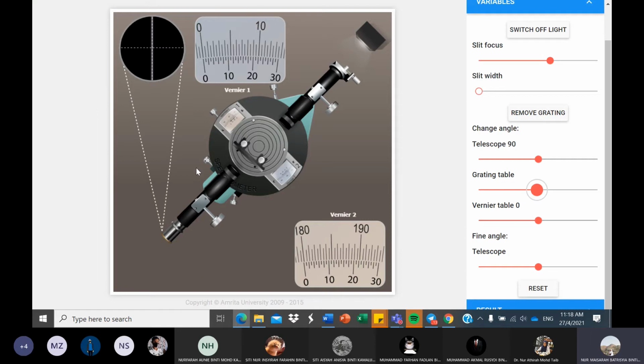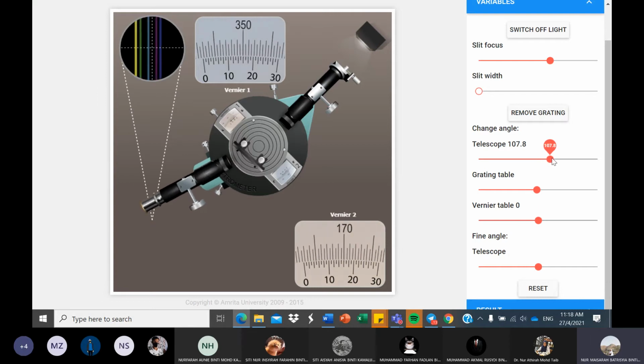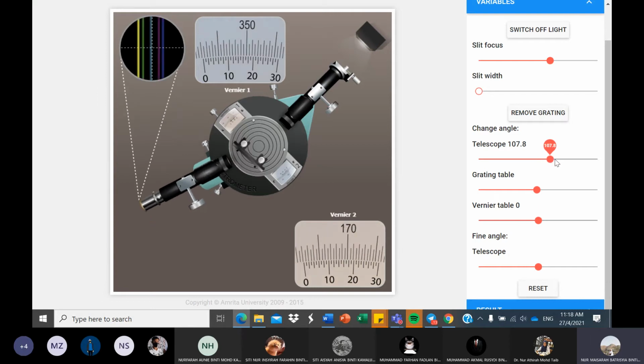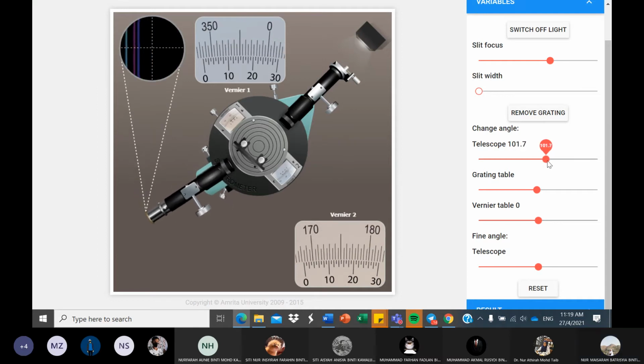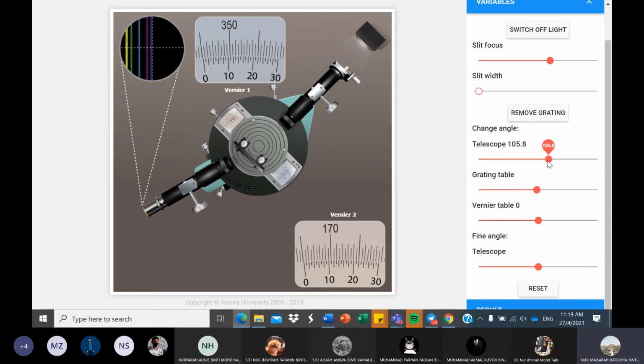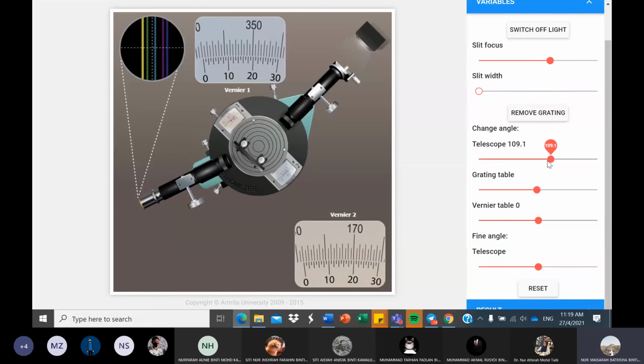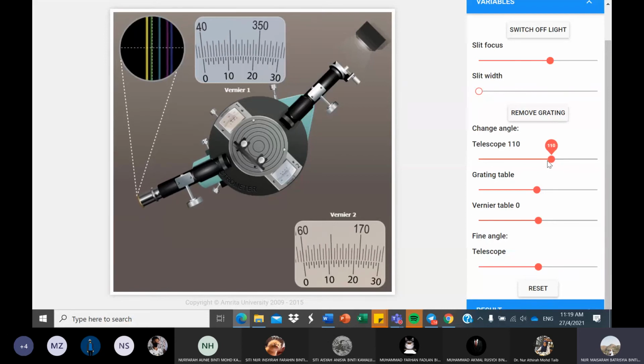Choose whether we want to observe from the left or right hand side. Focusing the telescope to the green color, we move the telescope to the green color. Here, I move the telescope to the left hand side. Okay, here we get the green color.